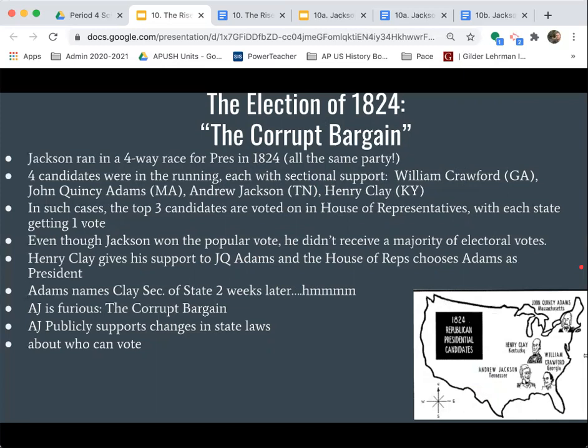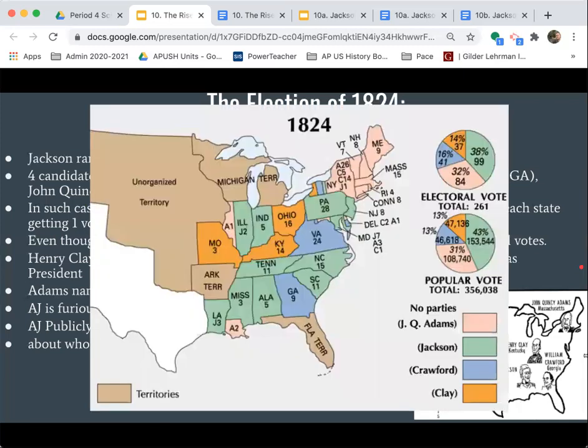Now the fun fact here is the guy who's leading the House of Representatives, that position is called the Speaker of the House, the guy in charge of the House of Representatives. The Speaker of the House right now in 1824 is Henry Clay. So the guy that finished fourth and thus is not eligible for this final decision is the guy who's in charge of this final decision. It's kind of funny how that works.